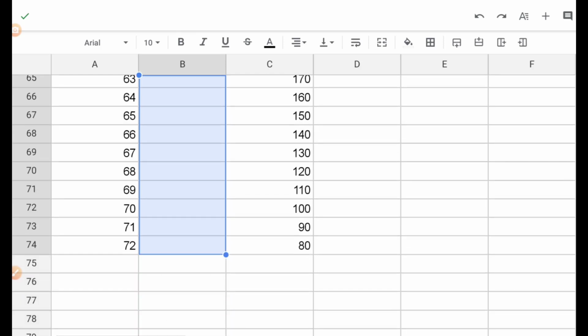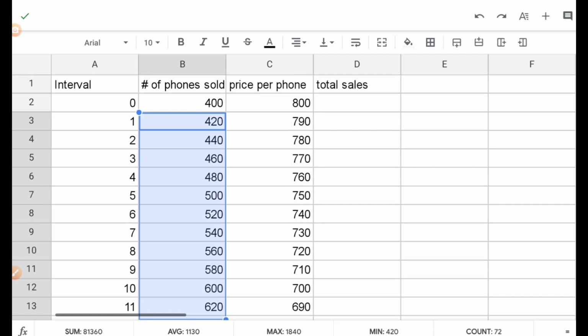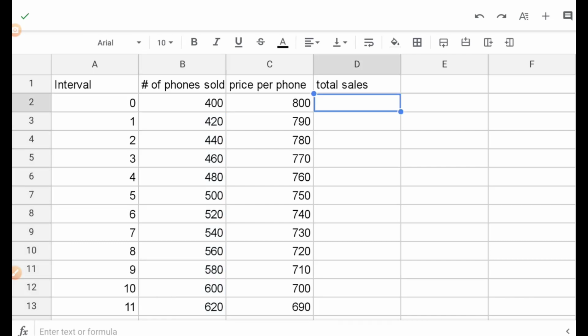Okay, right there. Paste. Perfect. All right, so as you can see, all I've done was create a table here. The price per phone decreases by $10 each time. The number of phones sold increases by 20 each time. And now we can quickly find the total sales.